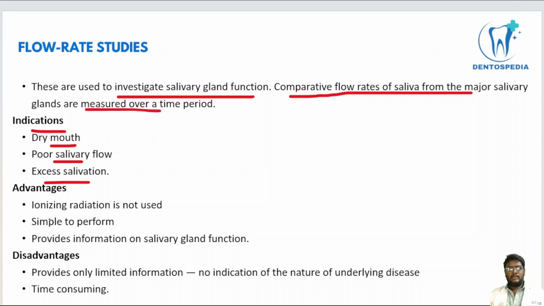And what are the advantages? Ionizing radiation is not used, it is simple to perform, and it provides information on salivary gland function. So we are not using any contrast media, and we are not using any radiographs or x-rays. So it is a non-invasive procedure and safe to use. And what are the disadvantages? It provides only limited information and is kind of time consuming. So this is all about flow rate studies.